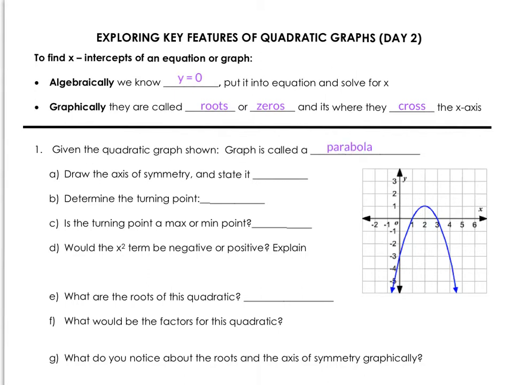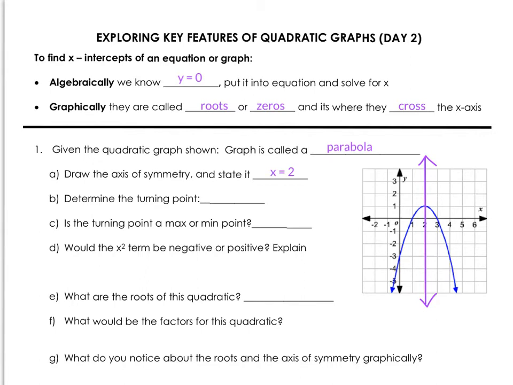So we're going to do the same thing that we did in the previous. We're going to draw in the axis of symmetry and state it. So again, remember that the axis of symmetry is what cuts it in half, and we have to write it as x equals because it's a vertical line, and then we can look at the graph to see that it's at an x value of 2, so x equals 2 is my axis of symmetry.